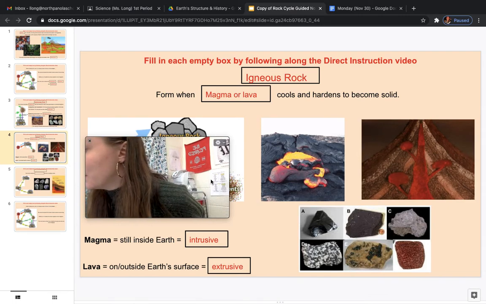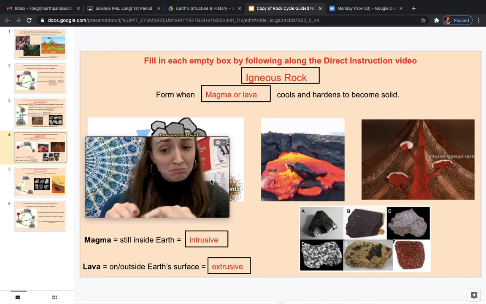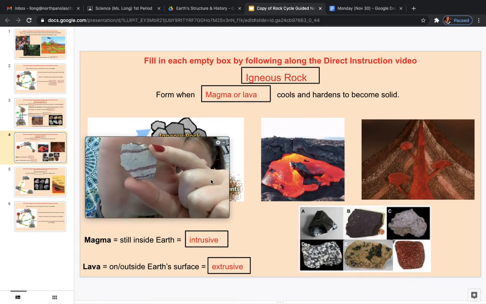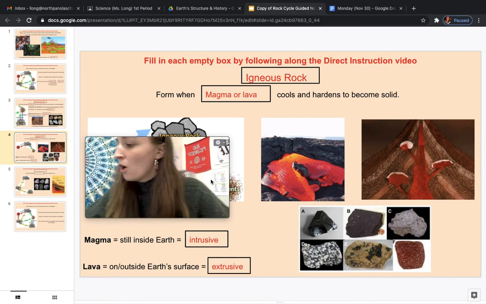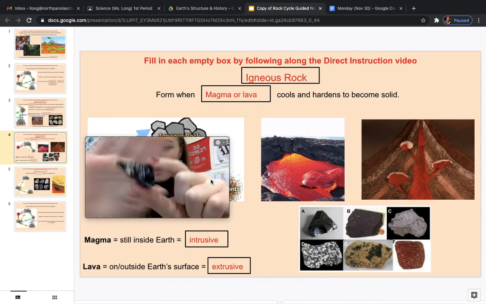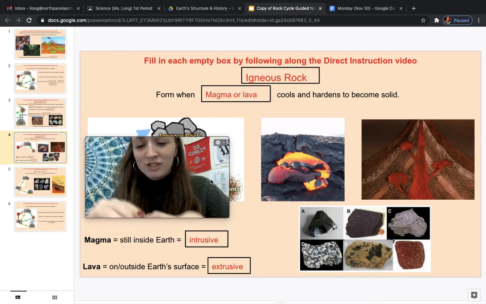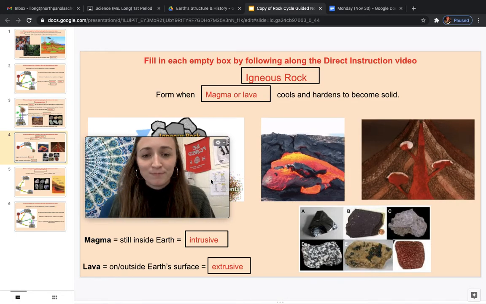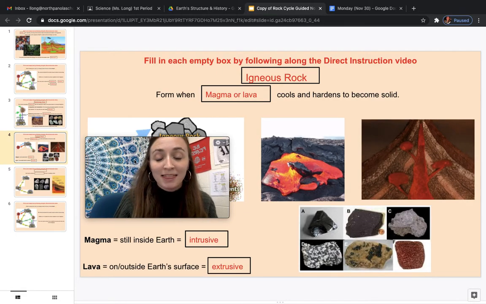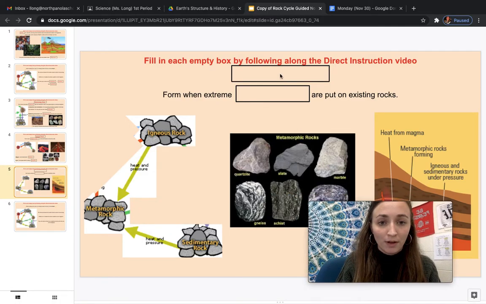I have some examples of that one too. This one is rhyolite. I think it's nice and pretty. Kind of cool looking. Or this one is obsidian. Maybe you've heard of obsidian before, maybe not. But see, it's kind of shiny. It's just hardened lava. Really cool. Okay, last rock type is the metamorphic rock.